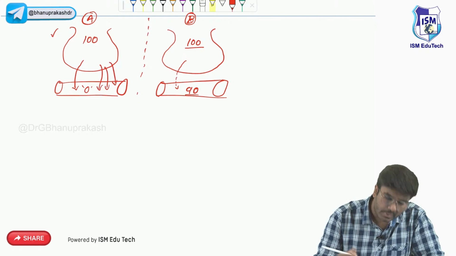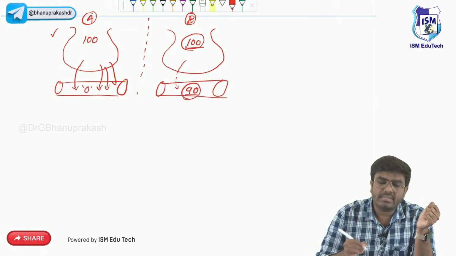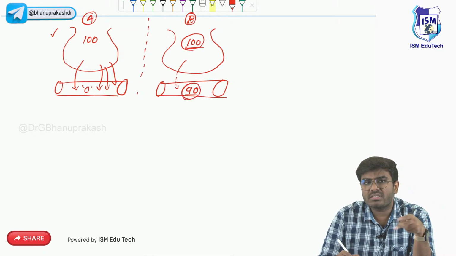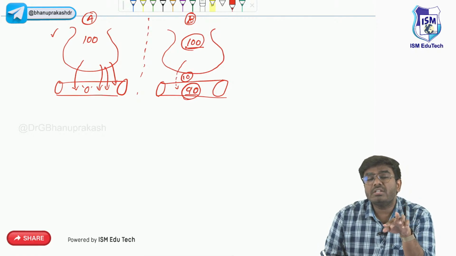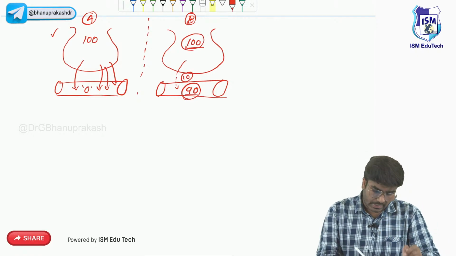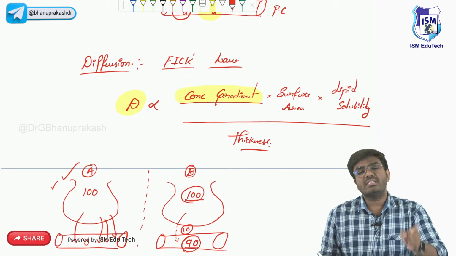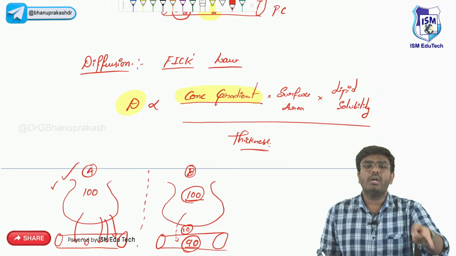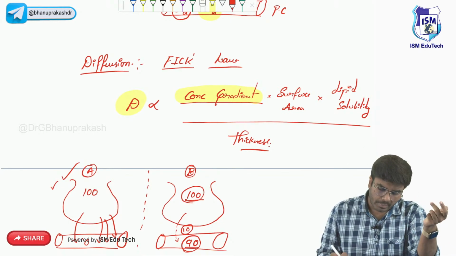But in the second condition, here 100 is there, here 90 is there. The partial pressure difference is only 10. Diffusion will happen, but less. So in which condition will more diffusion happen? In condition A. That's what Fick's principle is saying. Diffusion is directly proportional to the concentration gradient. More concentration gradient, more diffusion will happen. Less concentration gradient, less diffusion will happen.